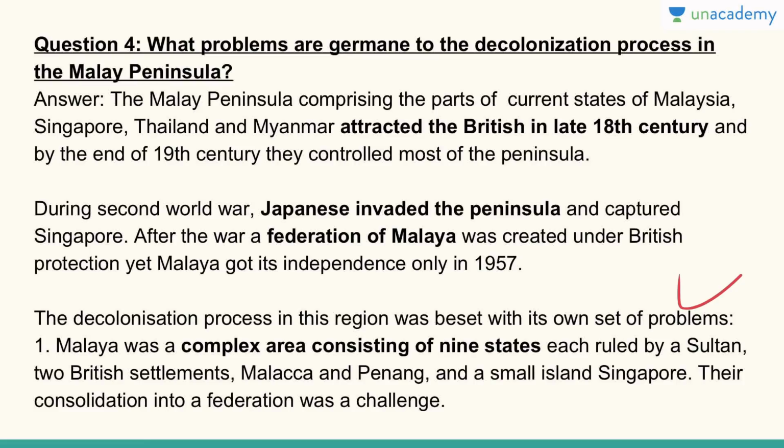Because then it will make it easy to understand what actually happened. So first of all, it is a very complicated area, and it consisted of 9 states. Now each was ruled by a Sultan. There were 2 British settlements, Malacca and Penang, and there was a small island of Singapore. So their consolidation into a federation was a challenge. So this is one of the biggest reasons.